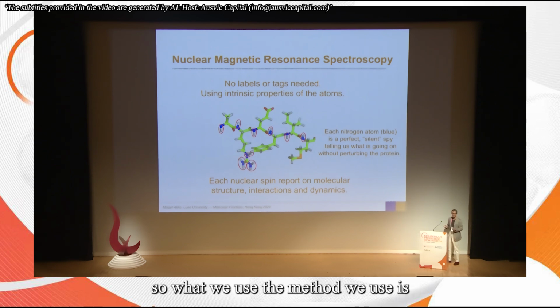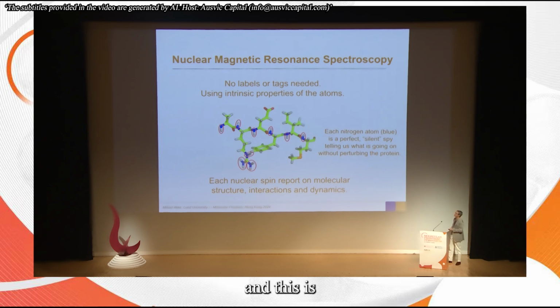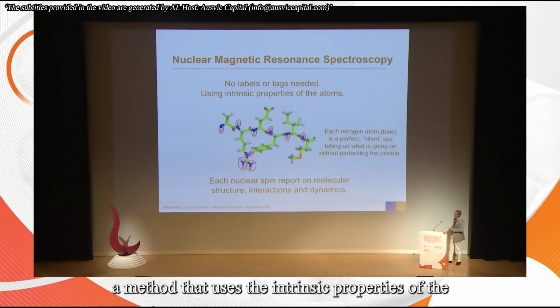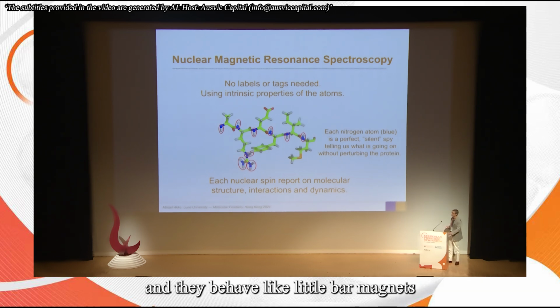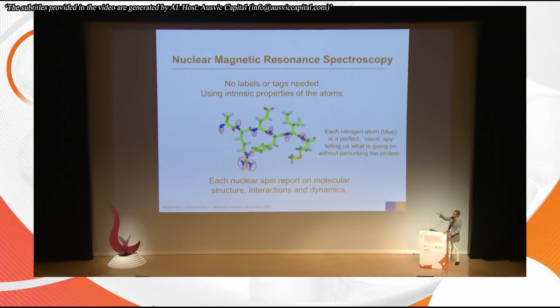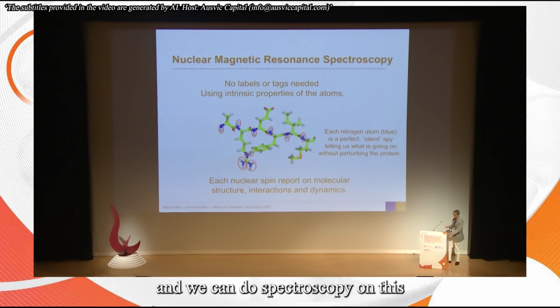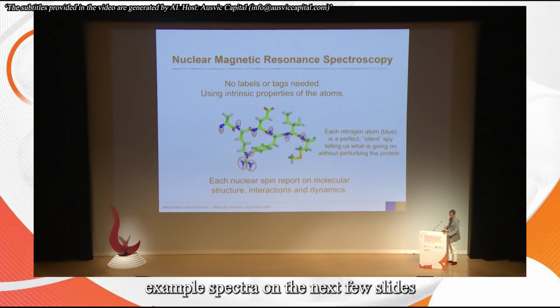So the method we use is nuclear magnetic resonance spectroscopy. And this is a method that uses the intrinsic properties of the atoms. Atoms have a quantum mechanical property called spin, and they behave like little bar magnets. And if we send in radio waves, we can basically make these little bar magnets get excited, and we can do spectroscopy on this. And I'll show some example spectra on the next few slides.